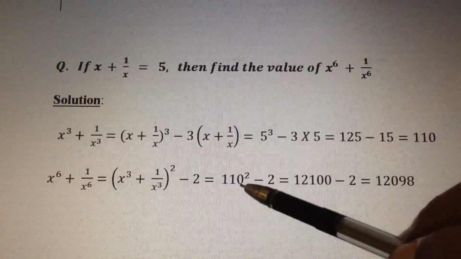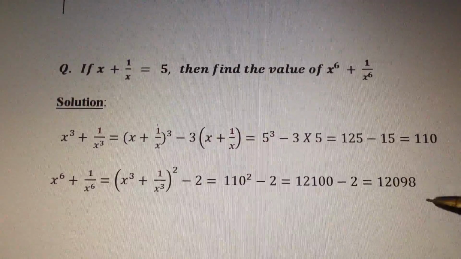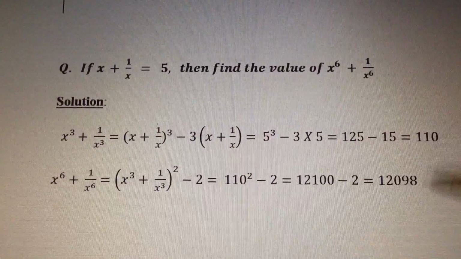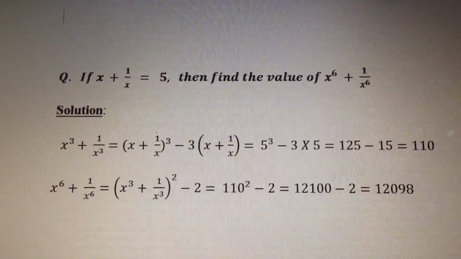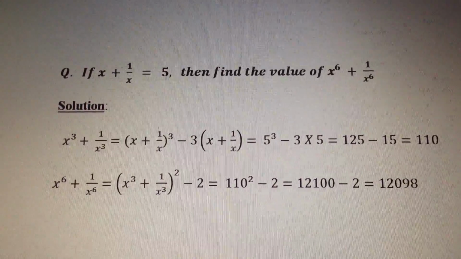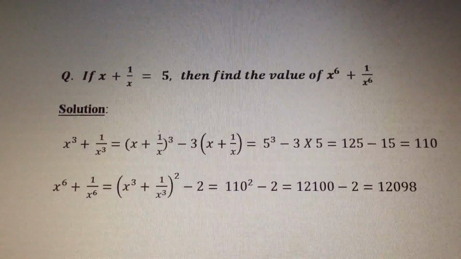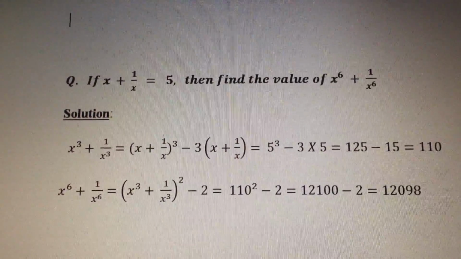So 110 square minus 2, which is equal to 12,100 minus 2, which is equal to 12,098. See, by applying these identities, we are saving a lot of time. If you have to do it in a conventional way, we will be wasting a lot of time. Okay, let us see some more shortcuts.